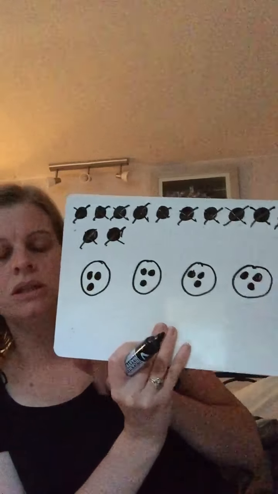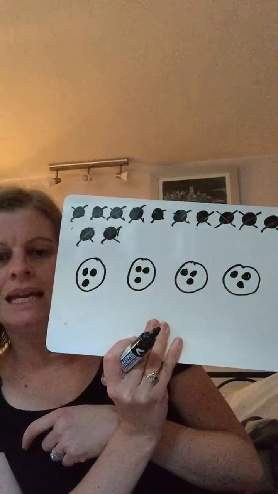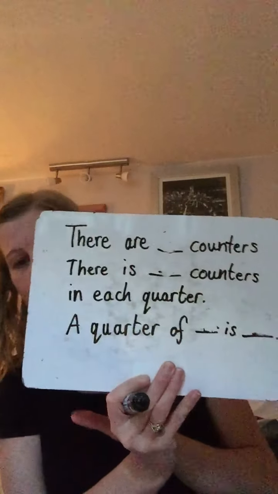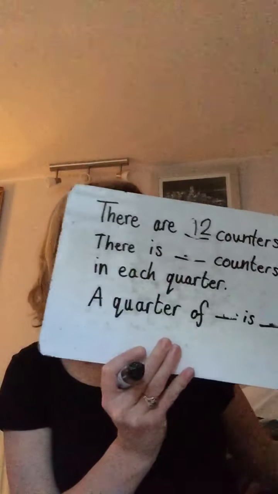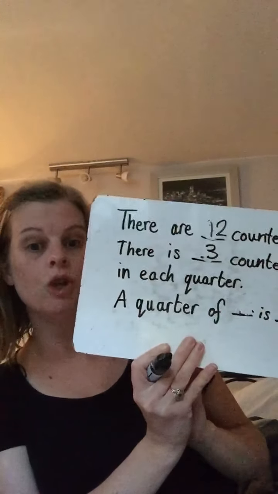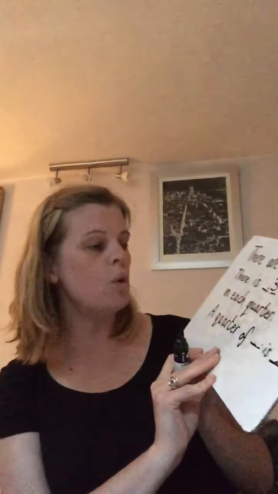Have you grouped yours? Have you got the same answer as me? Let's go back to our sentences. Let's have a look. So, how many counters did we have? 12 counters. How many counters have you got in each group? Got the same as me? 3 counters in each group. There are 3 counters in each quarter, in each group. So, a quarter of 12 is 3.